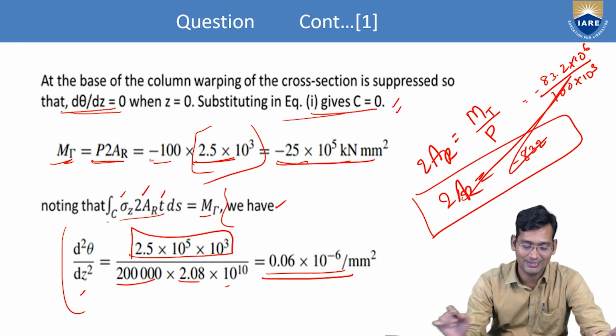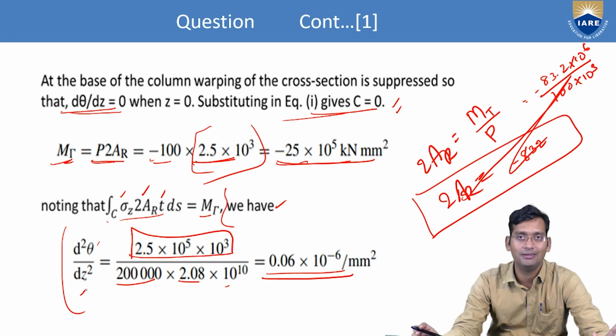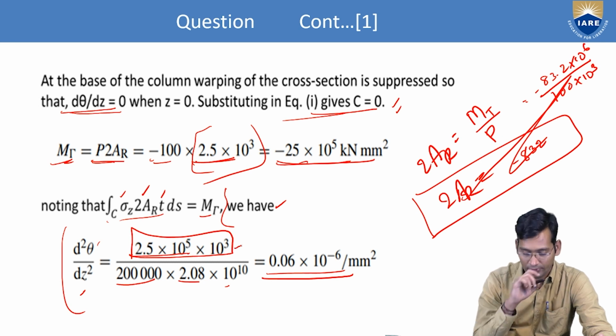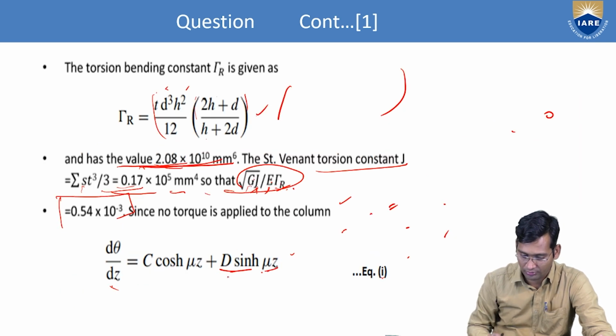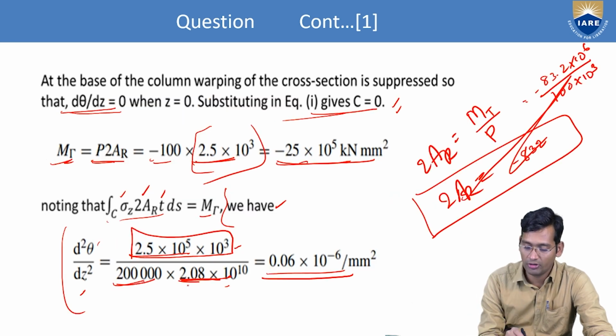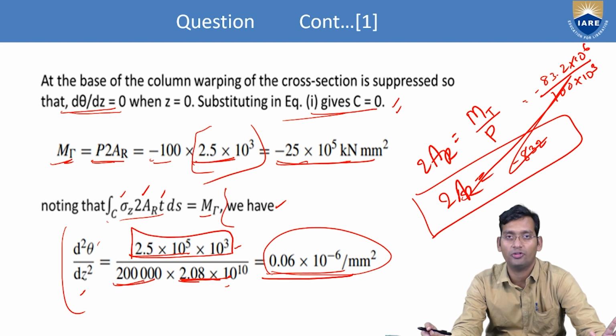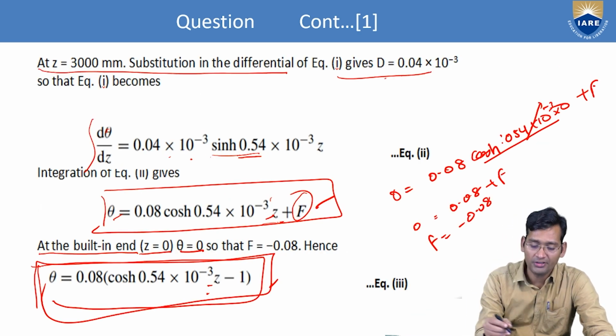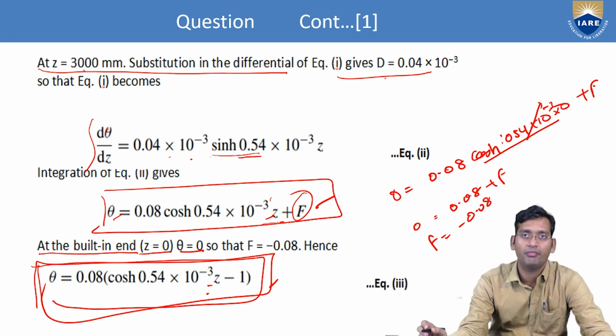So first let's find d2 theta by dz square. What will we get? 2.5 into 10 to the power 5, into 10 to the power 3, divided by E into tau r, the value we just found. So tau r gives 0.06 into 10 to the power minus 6. So now we have d2 theta by dz square. Now at 3000 mm.